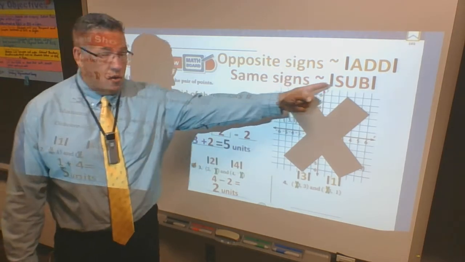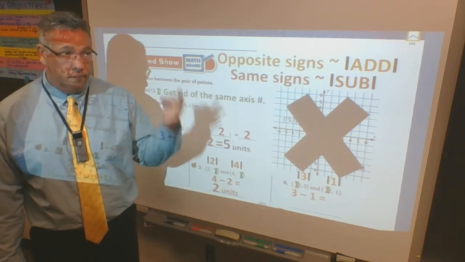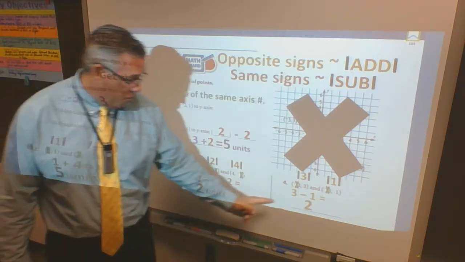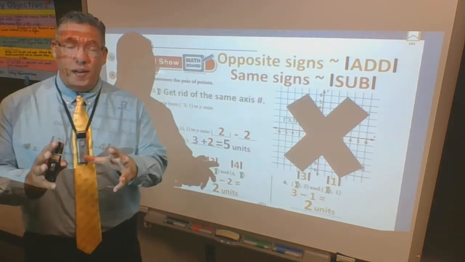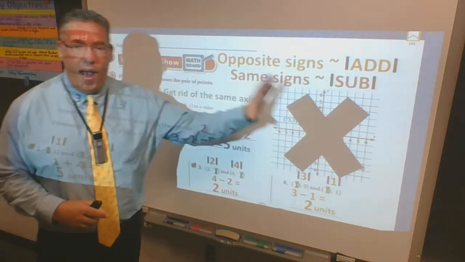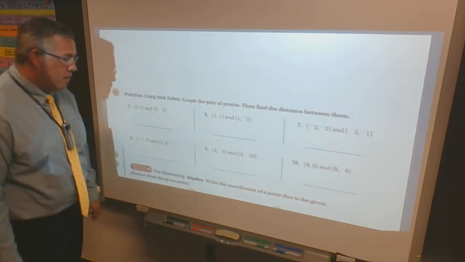Same signs. So now I'm going to subtract those as well. 3 minus 1, 3 minus 1, I end up with 2, but I add my label of units. This should make it a whole lot easier than having to count boxes. That's the goal of this lesson, is to teach you this shortcut.